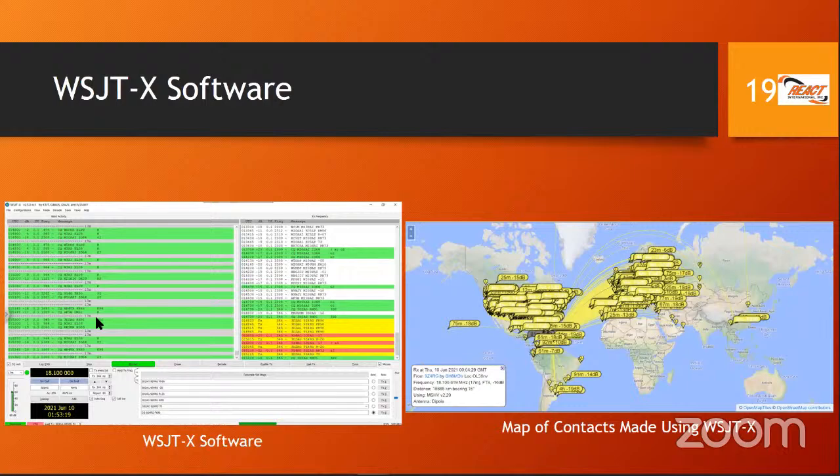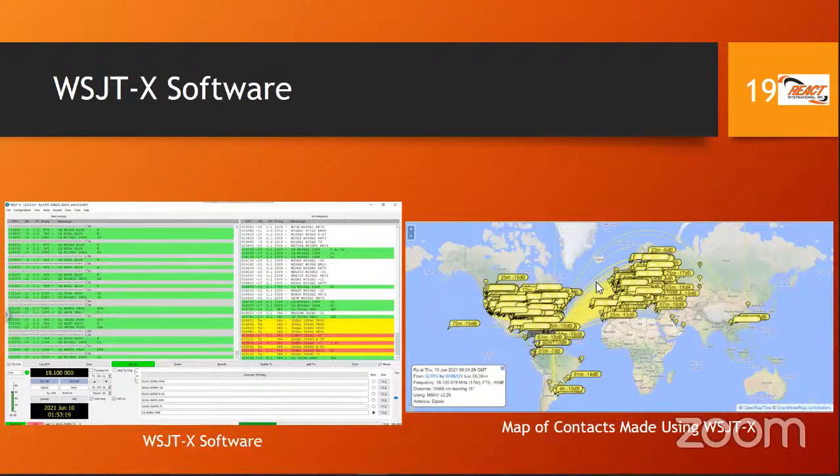And they'll say, hey, this person is calling me, and they will respond with one of these sequences here, automating the sequence. And it will then display on their screen, it will display on your screen their transmissions, and you make that contact. That is how the amateur radio operators will use WSJTX software to communicate with each other.